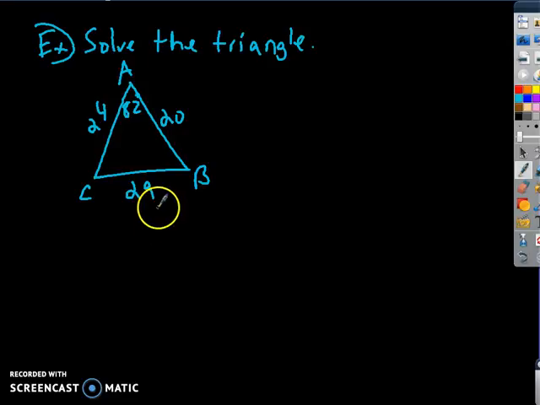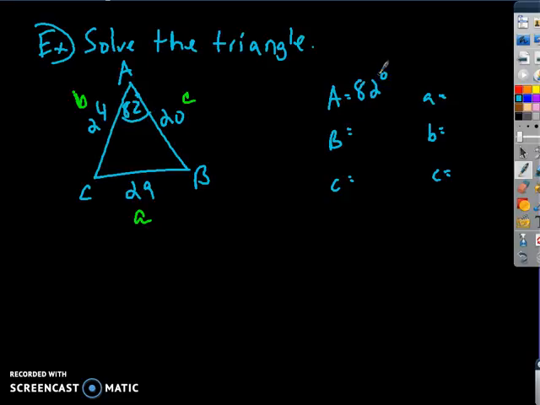Okay, new example. Solve this triangle. So it gave us capital A. This is lowercase a. Capital B we don't know, but this is lowercase b. Capital C we don't know, but this is lowercase c. I'm going to start with my two columns, A, B, and C, and lowercase a, b, and c. From there, I'm going to fill in what I know. Uppercase A is 82 degrees, lowercase a is 29, lowercase b is 24, and lowercase c is 20.